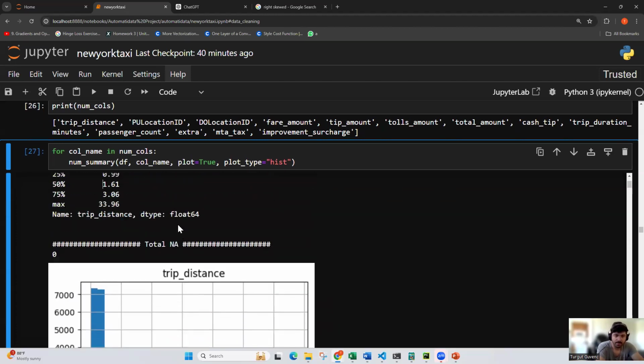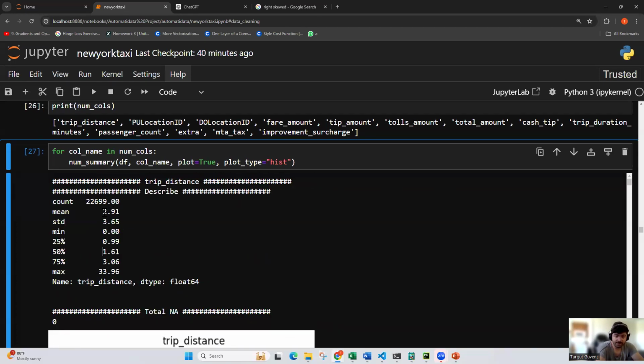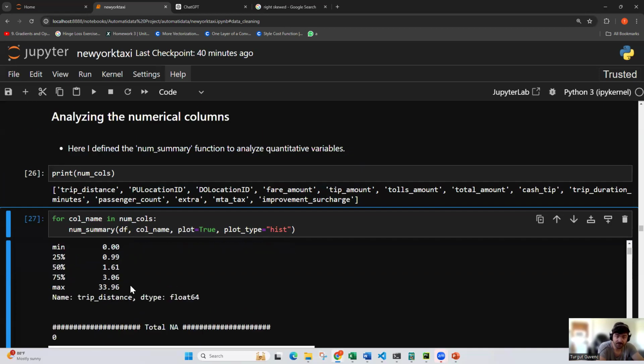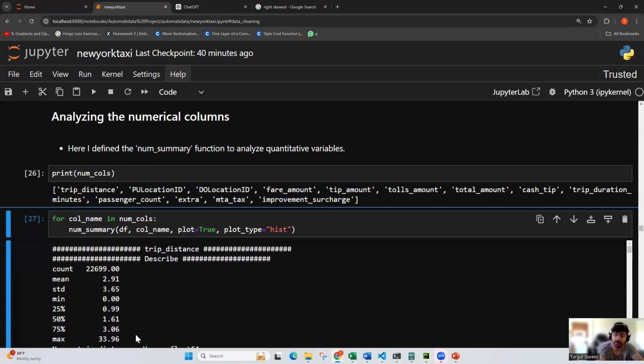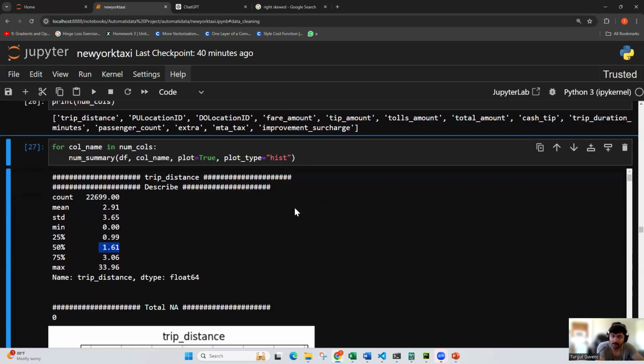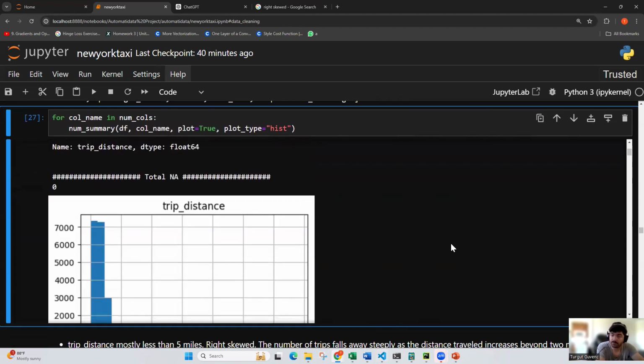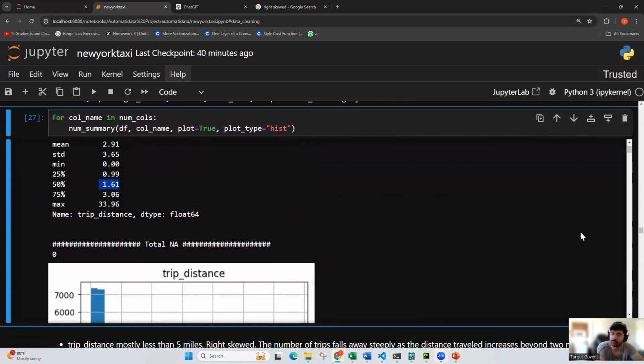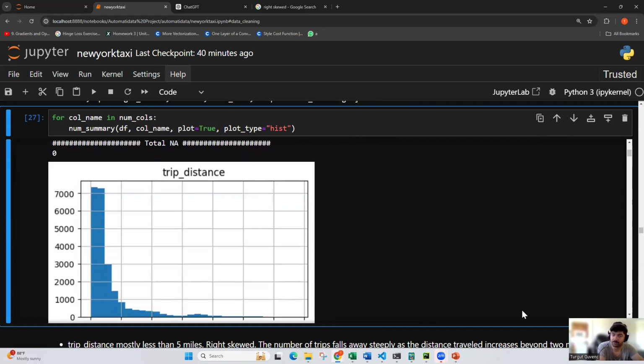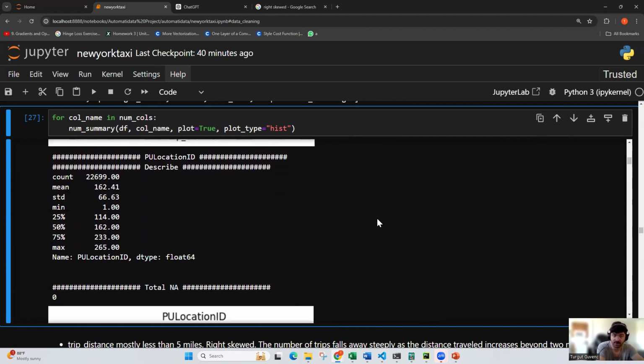This means that most of our rides' trip distance, even up to the 75th percentile, is less than almost 3.5 miles, and the median ride distance is 1.6 miles. So this gives us some understanding: most rides are shorter trips rather than longer trips, which is understandable in New York.